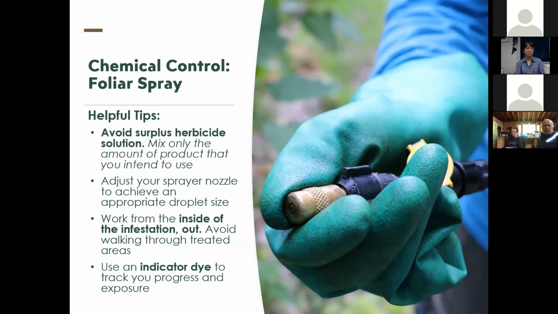We typically recommend that folks work from the inside of an infestation out. You can think about it as painting a floor. You don't want to be walking through areas where you've already treated. This will help limit your exposure.